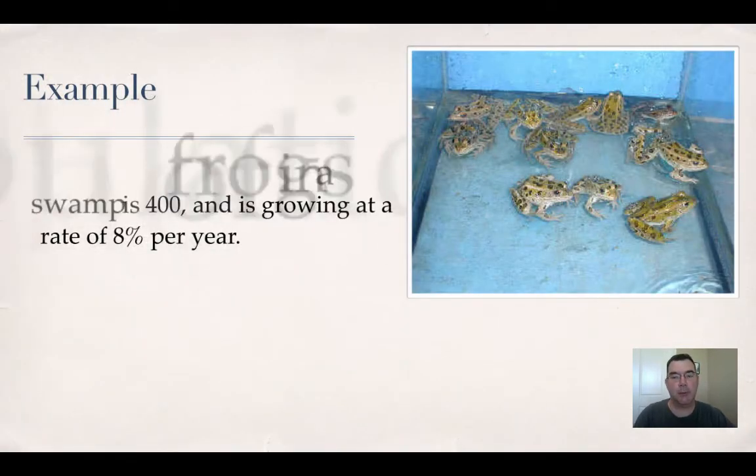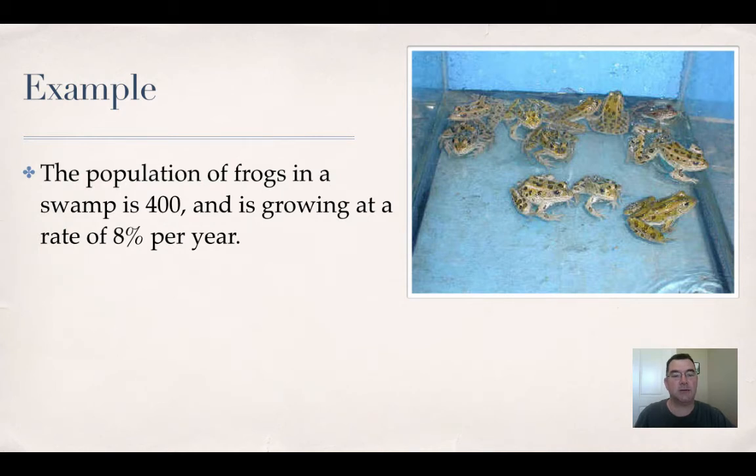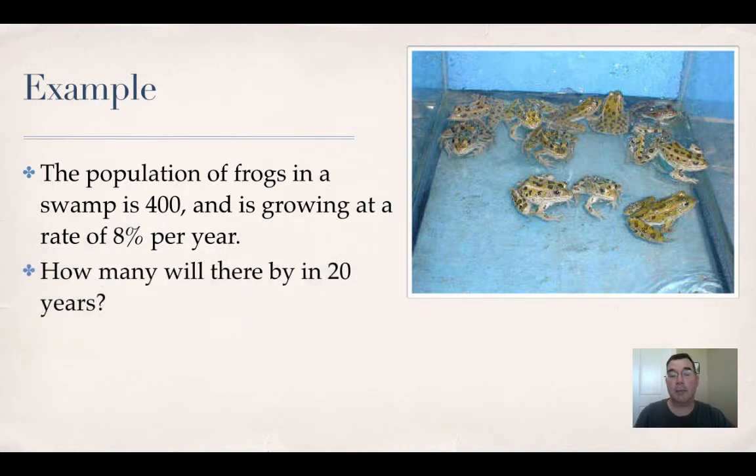So here's an example. I've got some frogs. The population of those frogs is 400 when I start, and it's growing at a rate of 8% per year. So how many will there be in 20 years? Okay, so I think about what my starting value is. That's what A represents, how much I start with at the beginning of the time that I'm talking about, and that's 400. Now since it's growing by 8%, I take that 0.08 and I add it to 1, and that's where the 1.08 comes from.